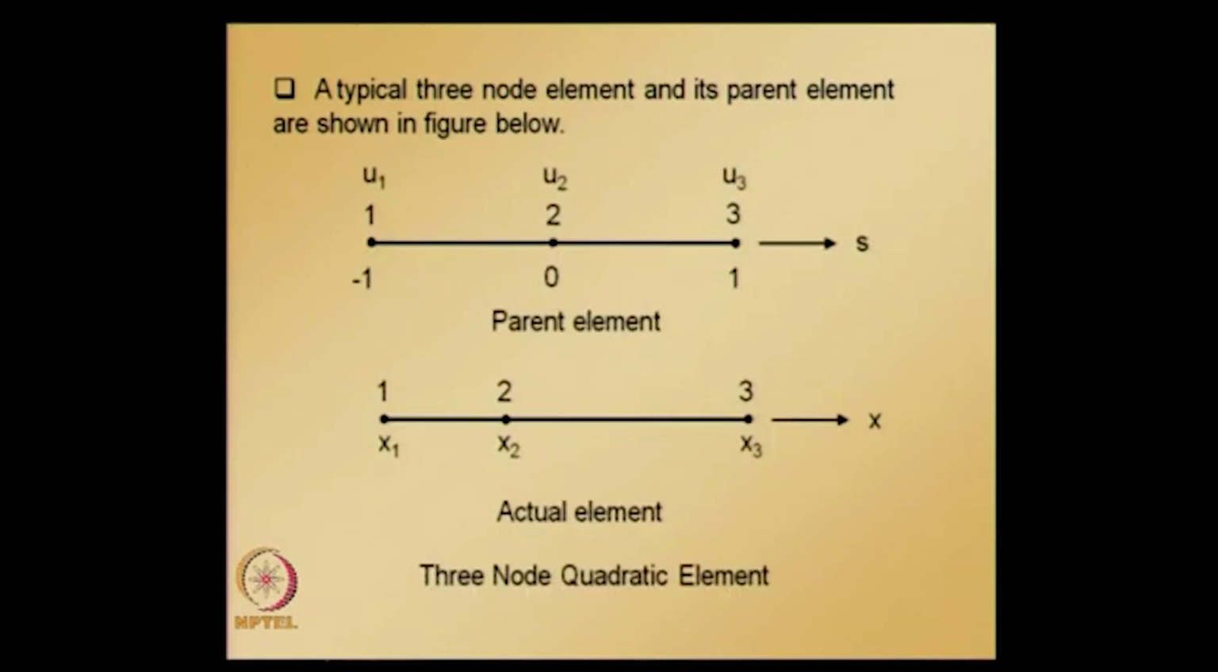So, the actual element is having 3 nodes, x located at node 1 at x1, node 2 at x2, node 3 at x3, and this actual element is mapped down to a parent element in S coordinate system with node 1 at s is equal to -1, node 2 at s is equal to 0, node 3 at s is equal to 1. So, the portion between x1 and x2 is mapped to between -1 and 0 in S coordinate system, and whatever is there between x2 and x3 is mapped down to 0 and 1 in S coordinate system.